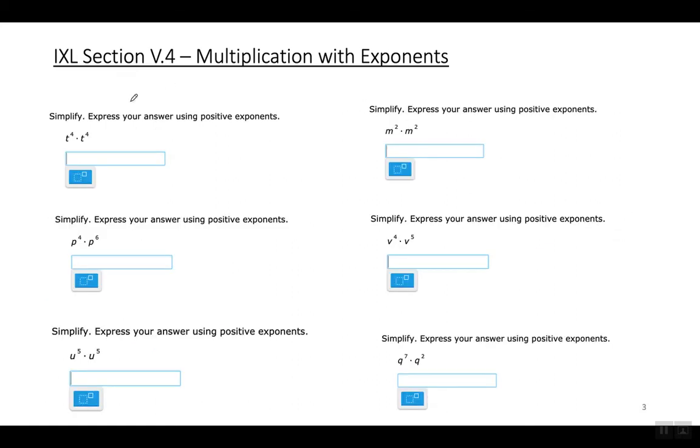All right, so if you look here, all the examples in today's IXL are going to have the same base. Okay, todos los ejemplos en el IXL de esta sección tienen la misma base.